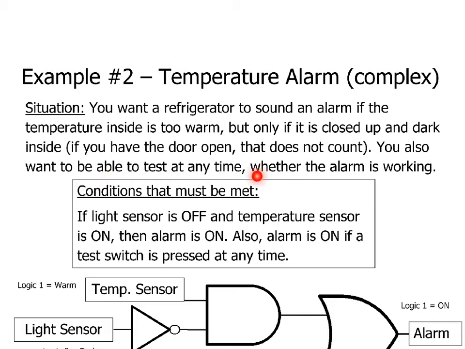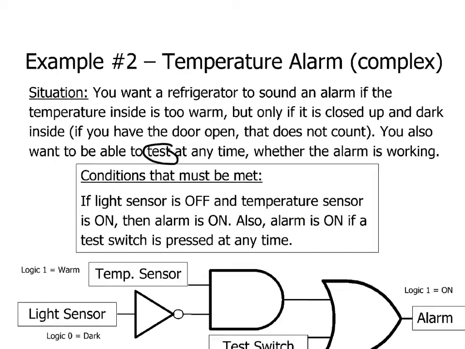Also, you want to be able to test at any time whether the alarm is working. That's a test switch. So even if it is plenty cold enough, or if it's bright inside, you still want to be able to test whether the alarm is working. So these are the conditions. The light sensor has to be off, the temperature sensor has to be on, and the alarm has to be on. And also the alarm is on if a test switch is pressed at any time.